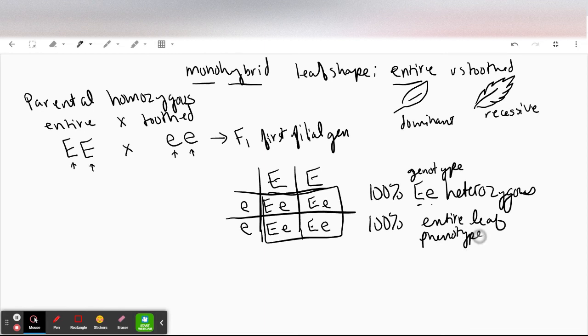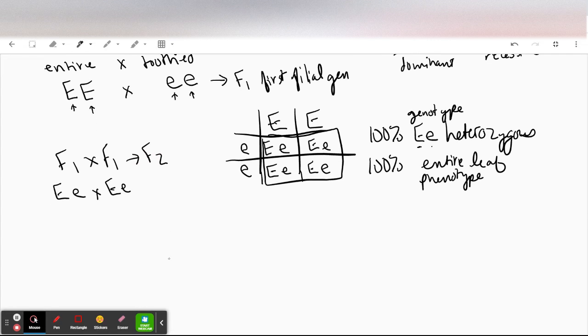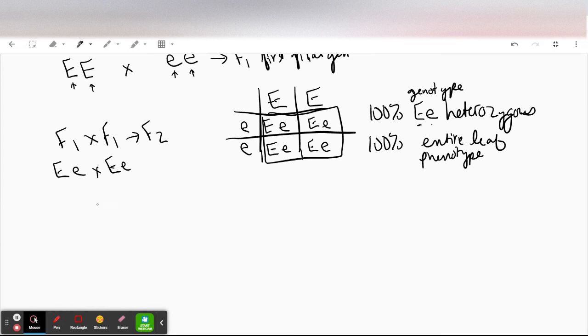Now I'm going to cross two F1s together. So an F1 crossed with an F1. They all look the same, so they're all big E, little e, big E, little e, and that is going to give us our F2s, or our second filial generation. So let's set up our Punnett square. Parent 1 has a big E or a little e, and parent 2 has a big E or a little e.